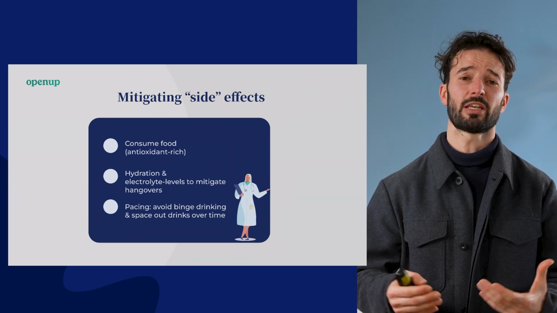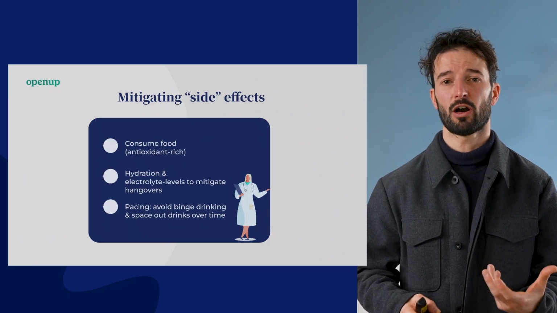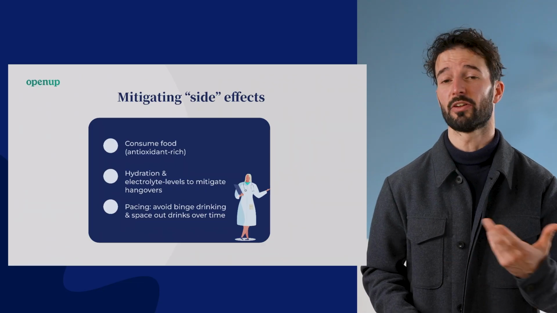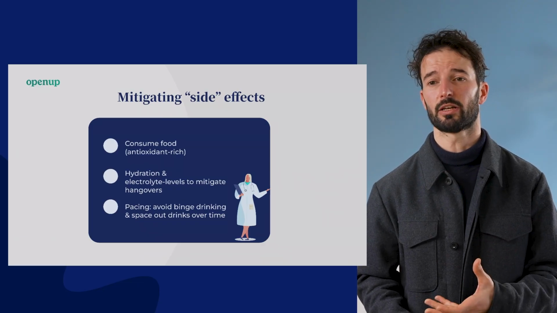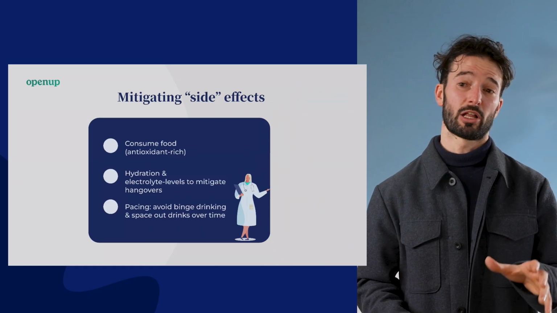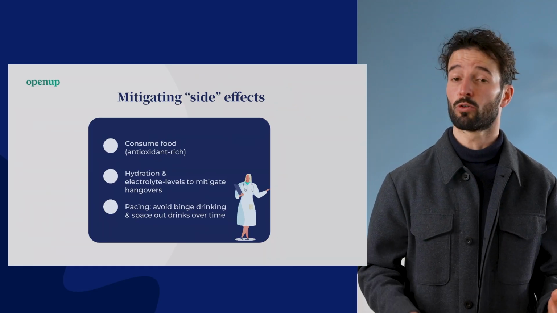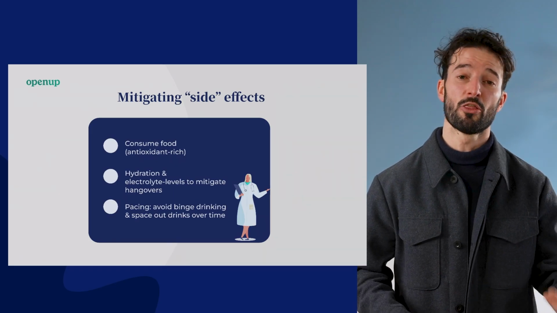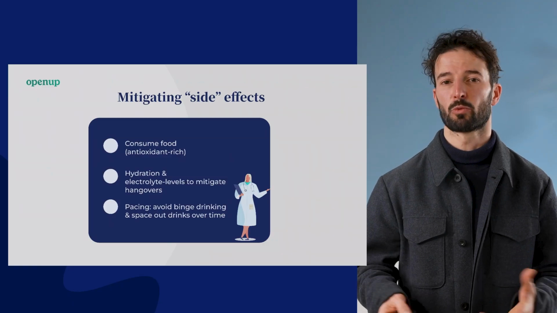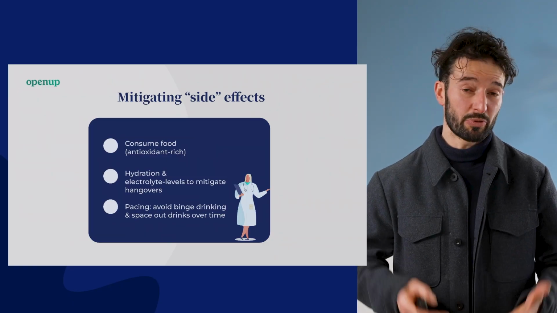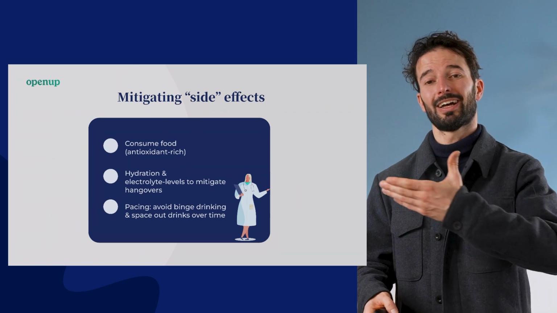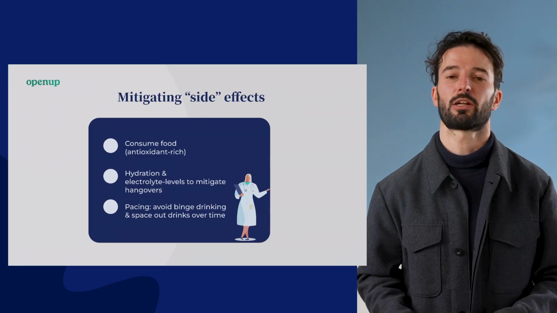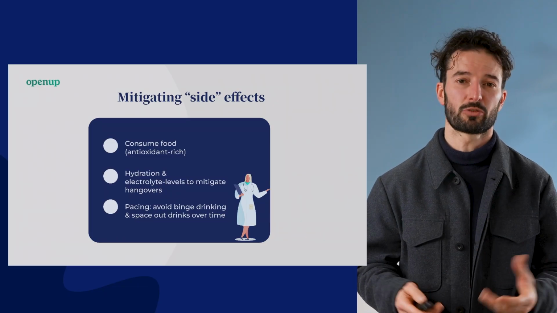Consuming food limits the rate of alcohol uptake, so it's slower, and also because food contains antioxidants, which basically helps the liver process alcohol and its toxic intermediate. Then we also have hydration and electrolyte levels, because alcohol dehydrates your body. So what you want to do is basically drink alcohol, but drink enough other liquids, such as water, to compensate for the water loss. And because you also pee more while drinking alcohol, you also get rid of essential electrolytes, and therefore you want to compensate those electrolytes via food or via salty drinks.